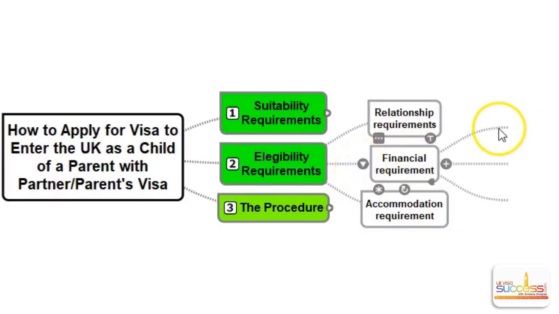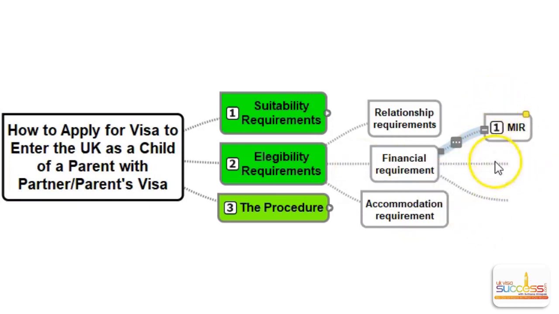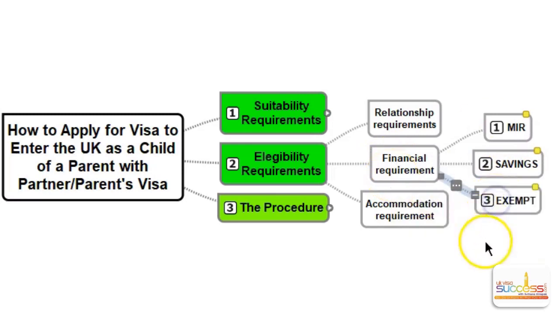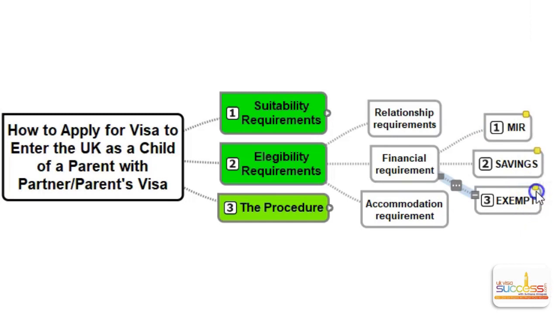ways. The first one is when the applicant, or rather the applicant's partner, can show that they meet the minimum income requirements. The second one is when they can meet the financial requirements by way of showing that they have enough savings. And the last one, where they can show that they can be exempt from meeting the financial requirements altogether.